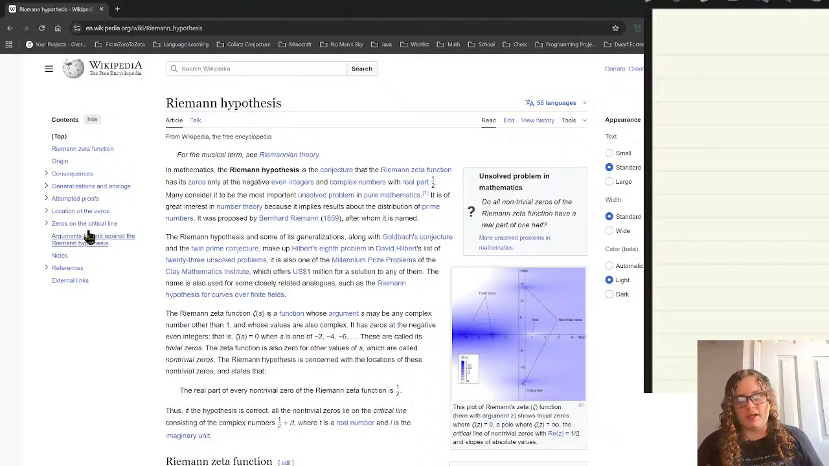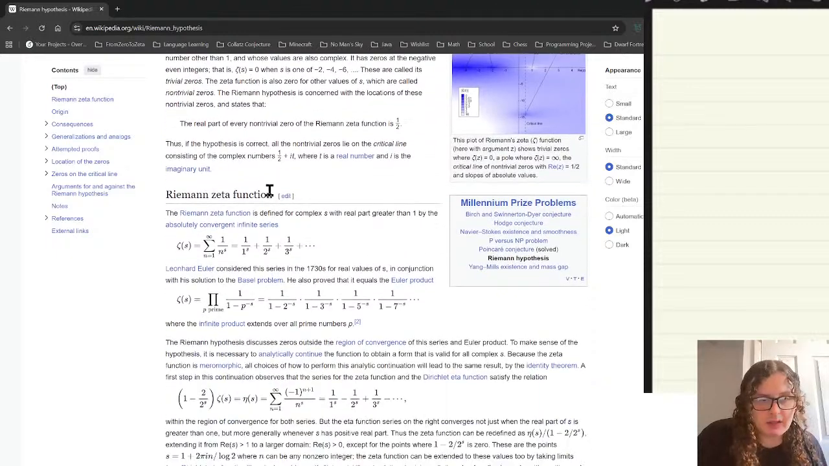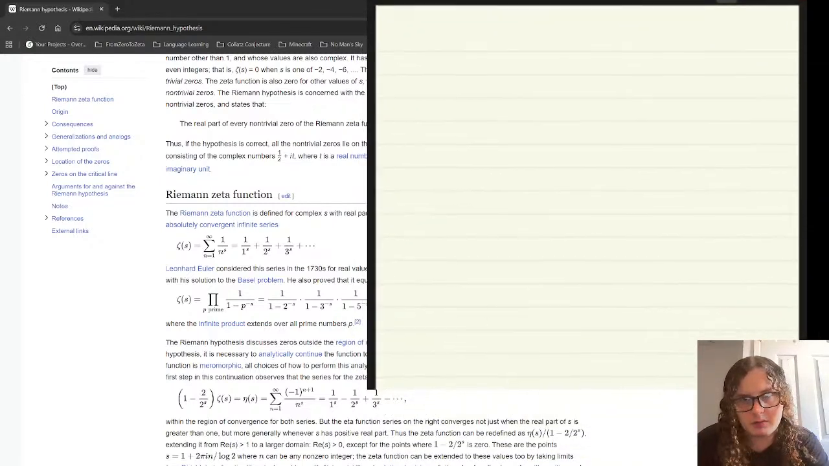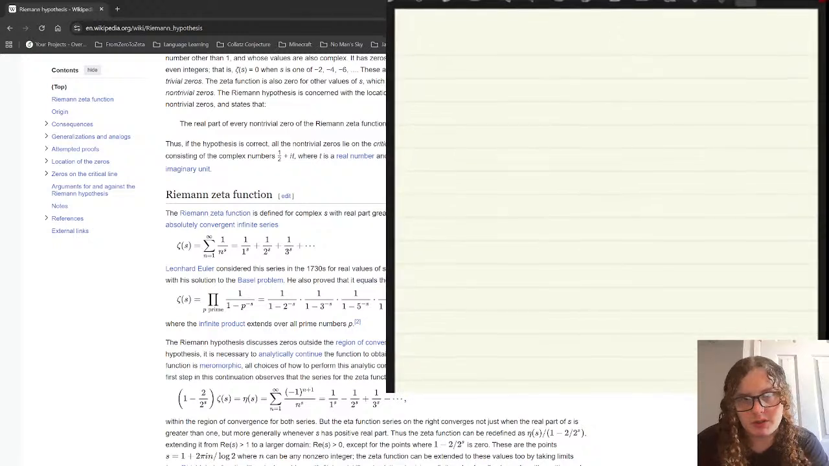So the conjecture is that all of the zeros of this particular function have real part 1/2. It is a question about a function in complex analysis, specifically the zeta function, which I will put over here.